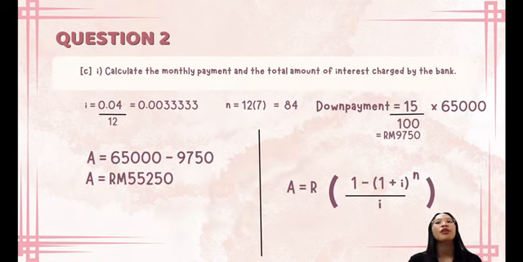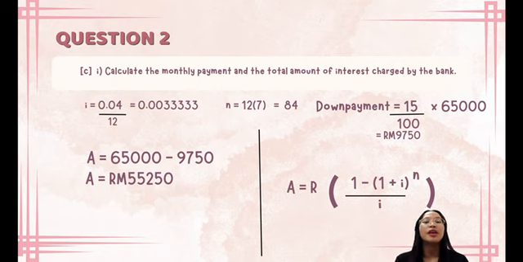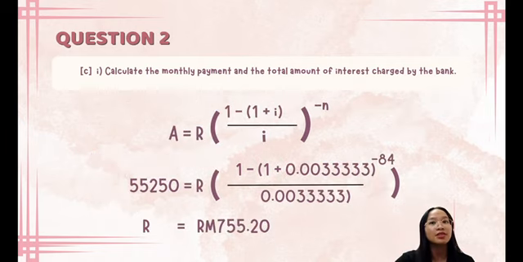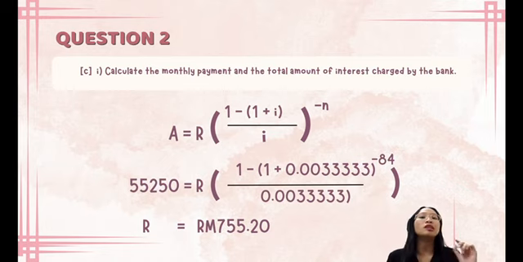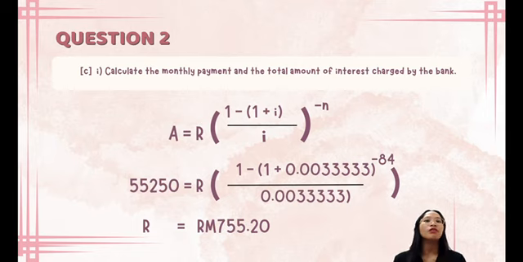To C1. First, we need to determine the monthly payment and total interest for Nur Aminah's car loan. She bought a car for 65,000 ringgit, made a 50% down payment and financed the rest over 7 years at 4% interest rate compounded monthly. The loan amount is 55,250 ringgit after the down payment. Using the formula for calculating monthly payment, we find that Nur Aminah's monthly payment is approximately RM 755 ringgit 20 cents. Therefore, Nur Aminah will pay RM 755 ringgit 20 cents each month for 7 years.